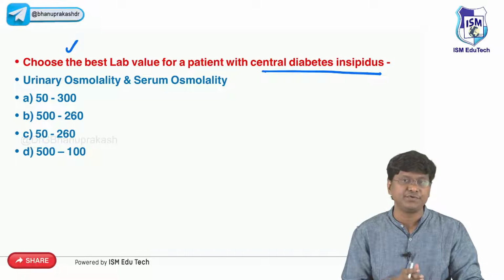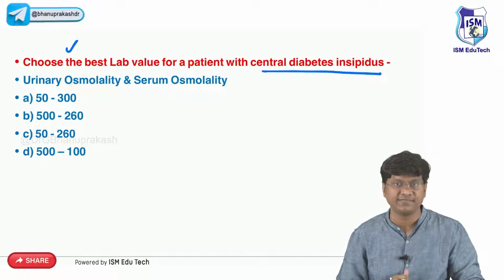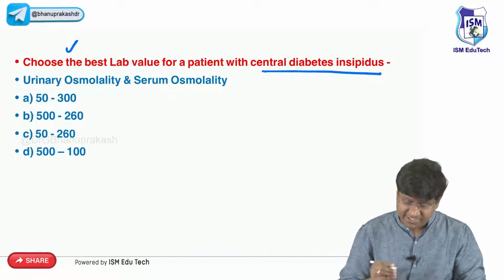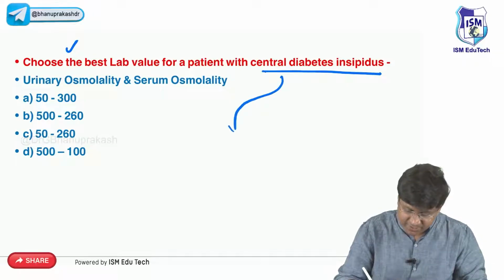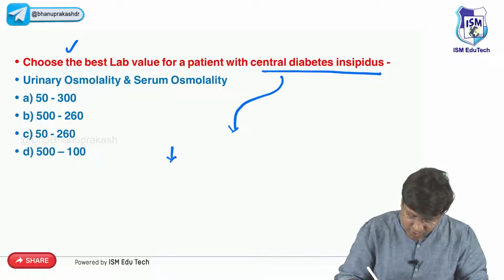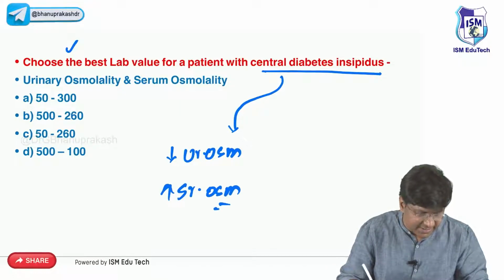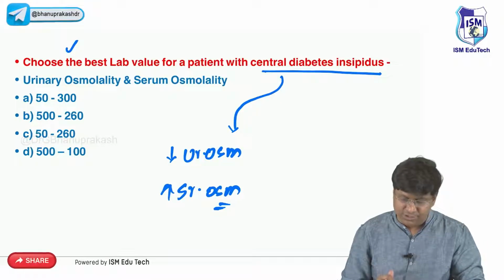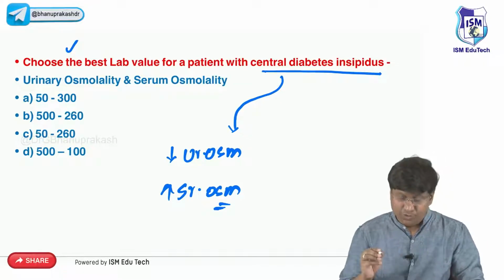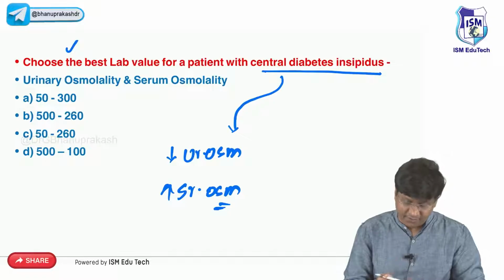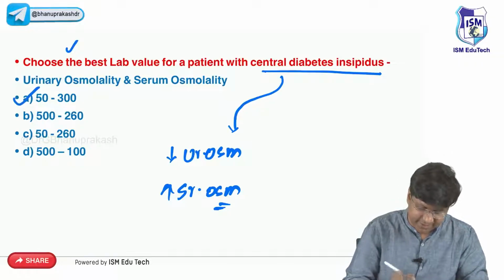Now choose the best lab value for a patient with central diabetes insipidus. On the left hand side you have urine osmolality and on the right hand side you have the serum osmolality. In patients with diabetes insipidus, we know that the urine osmolality will be reduced, and the serum osmolality will be increased. That is what you will have in patients with diabetes insipidus. Now what is the correct option with the explanation here? That will be your first option.